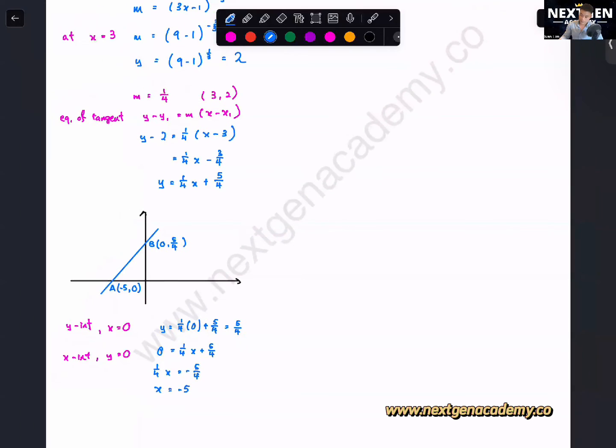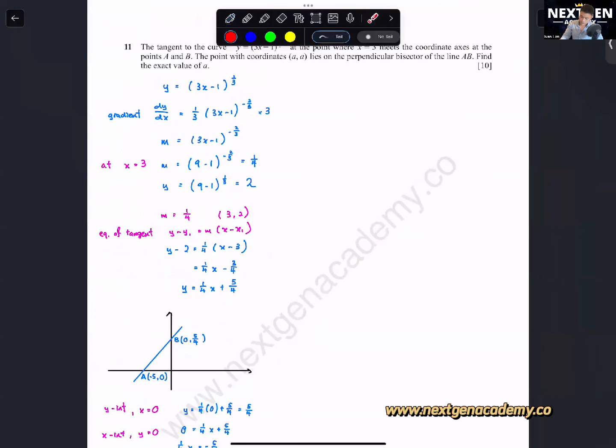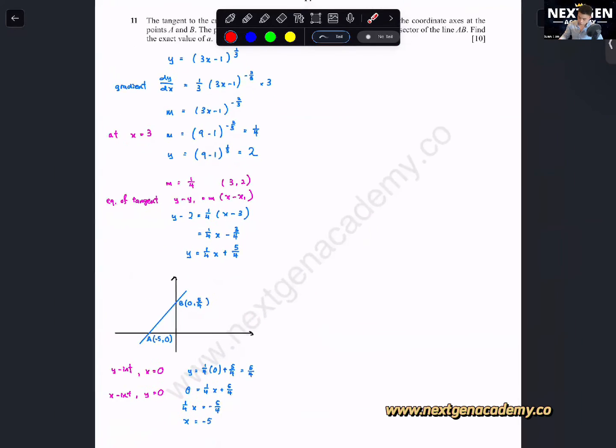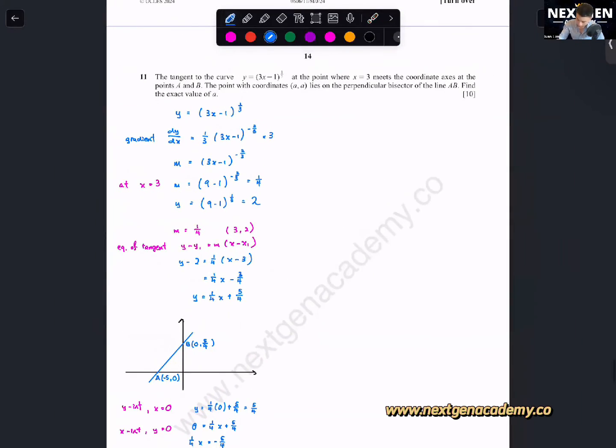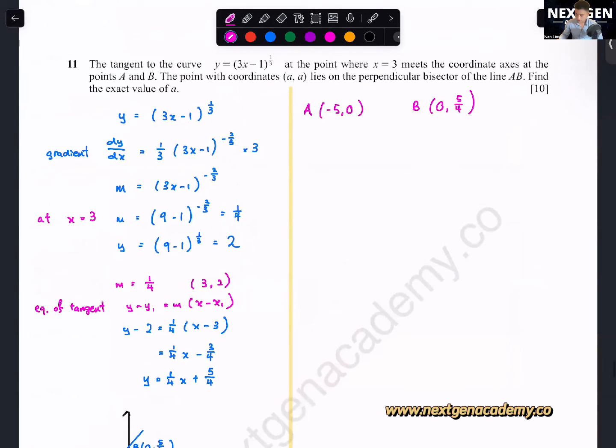Now let's look at the second sentence of this question. The point with coordinates (a, a) lies on the perpendicular bisector of AB. Find the exact value of a. So I will now need to use these values. I write down my next part, which is to find the perpendicular bisector of AB. I've got A, which is (negative 5, 0). It doesn't matter which one is A and which one is B. And here, (0, 5 over 4).